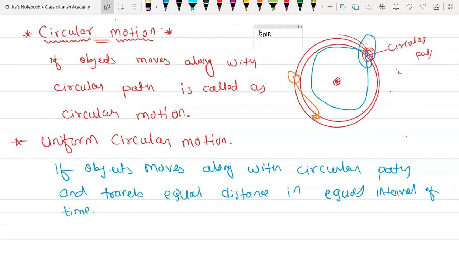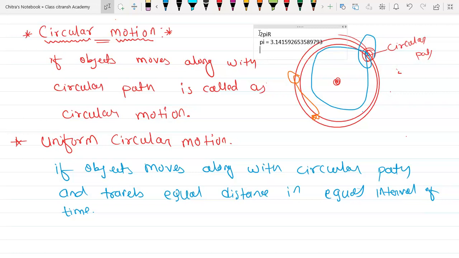What is the value of 2 pi r? Pi is 22 divided by 7. If you solve it, you will get 3.14. So this is the value of pi, 3.14592 and so on.